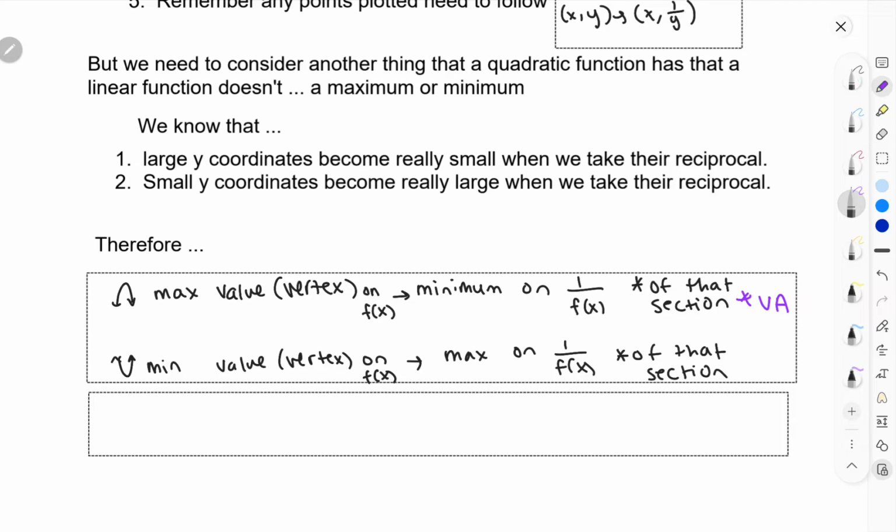So what I just want to make sure of is that when I'm plotting this graph, you need to plot your new max or min. You need to show that (p, q) is going to turn into (p, 1 over q). That vertex is an important point that we need to make sure we're accurately plotting.